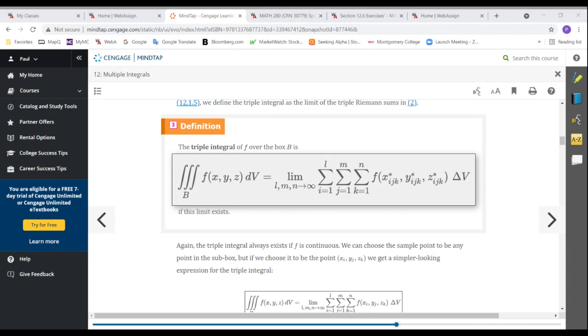Well, Christopher, you're right. You can use triple integrals to find volumes as well. You can.